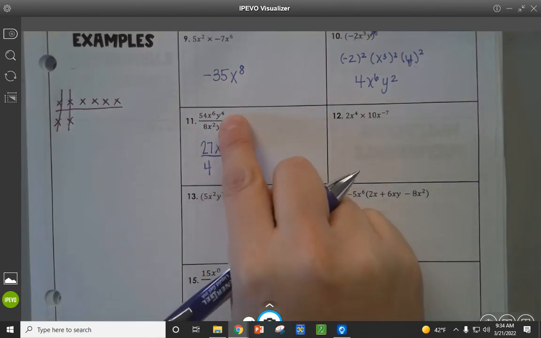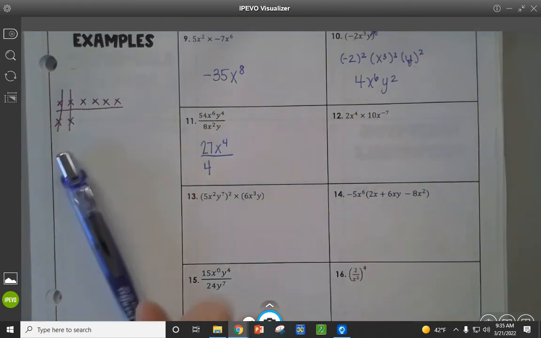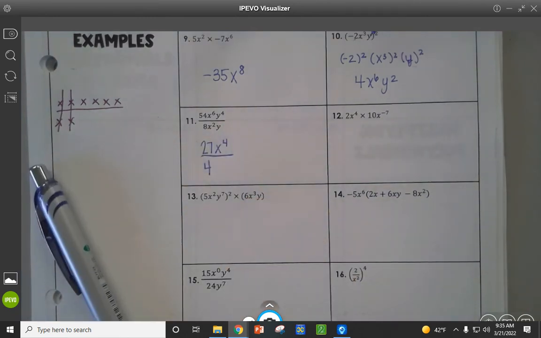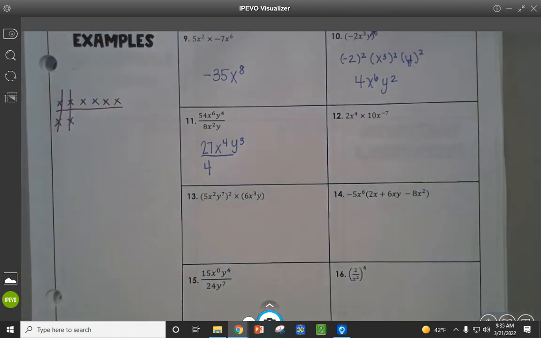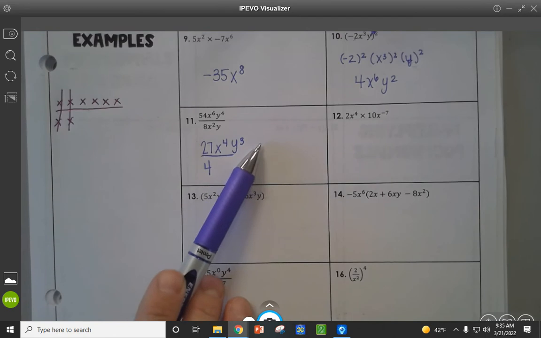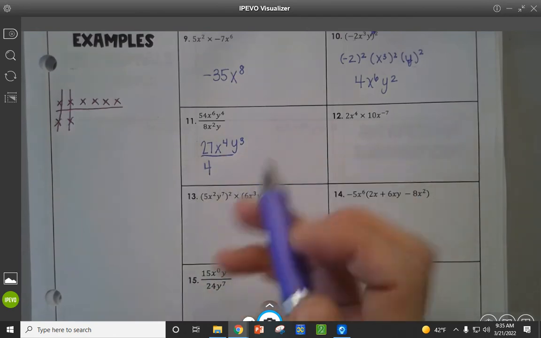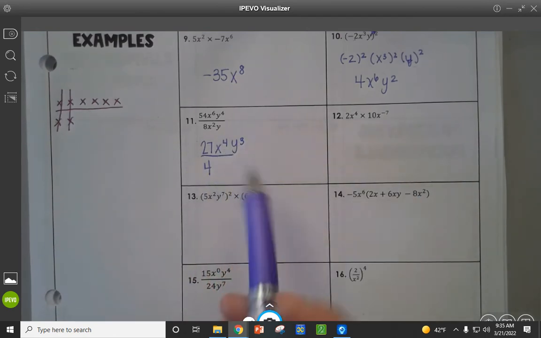And then what about the y's? So I have 4 y's in the top and 1 in the bottom. If I cancel 1, I'm left with what? Y to the 3rd in the top or in the bottom? The top. Yep. And so we have 27x to the 4th y cubed over 4.